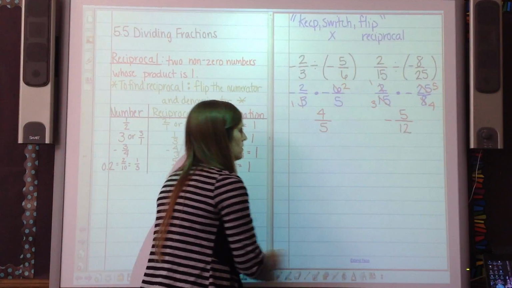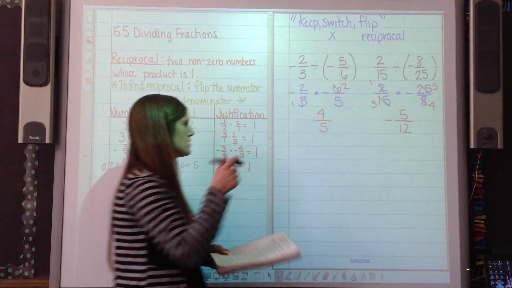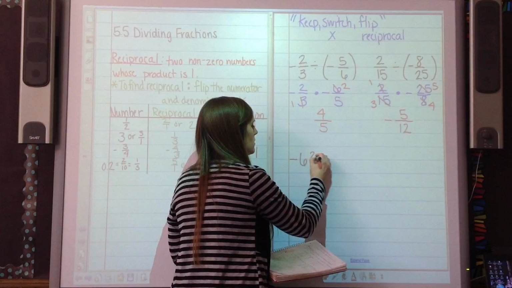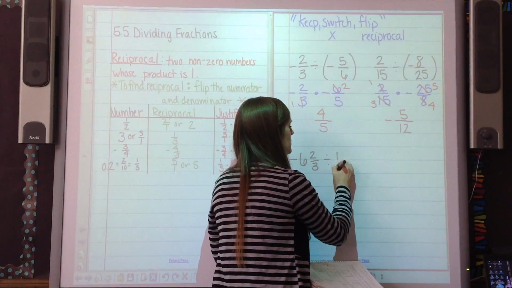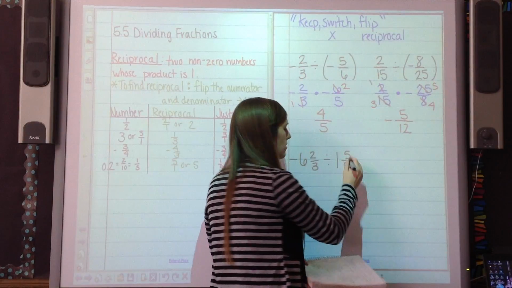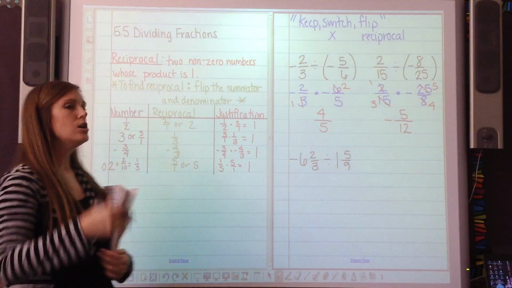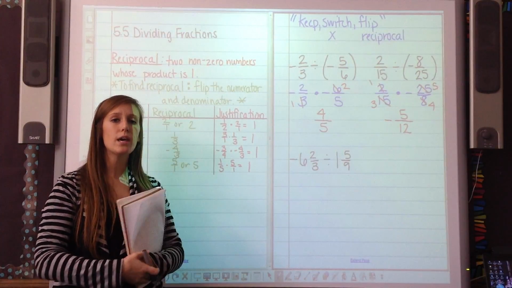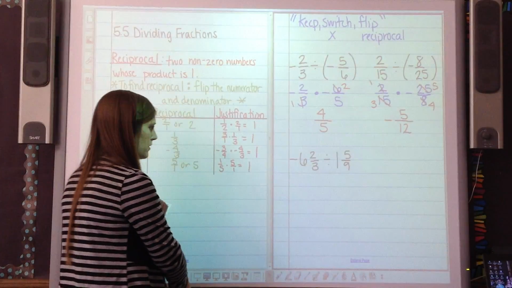Okay. Let's try some mixed numbers. Let's say we have negative 6 2/3 divided by 1 5/9. I read that wrong. Negative 6 2/3 divided by 1 5/9. Just like multiplication, you can't divide using mixed numbers. So I'm going to have to turn them improper first.